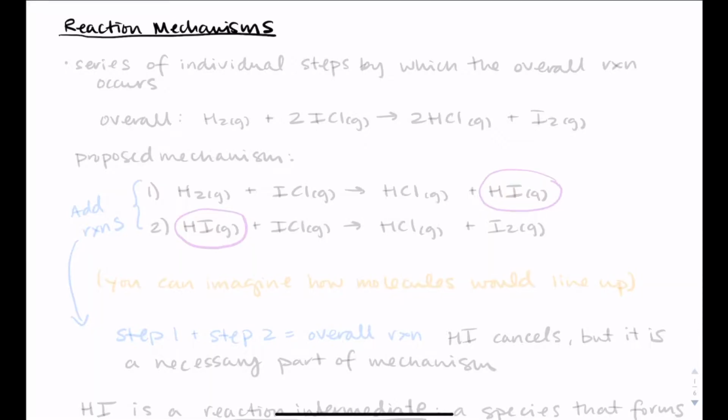In this video, we're going to look at reaction mechanisms. A reaction mechanism is a series of individual steps by which the overall reaction occurs. You will spend a significant amount of time on reaction mechanisms when you go to organic chemistry. What we mean by reaction mechanism is, in principle, the same thing. It's the series of individual steps by which everything is happening.